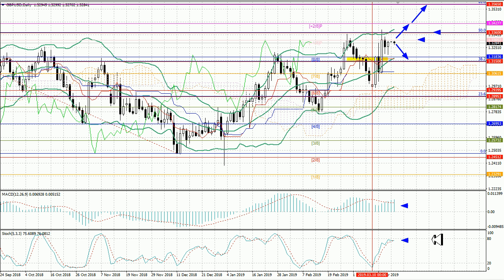accompanying comments, as well as the publication of statistics on the labor market, consumer price index, and retail sales in the UK. One should also follow Brexit. The beginning of a decline is possible, but one cannot exclude growth after the breakout of 1.3360.